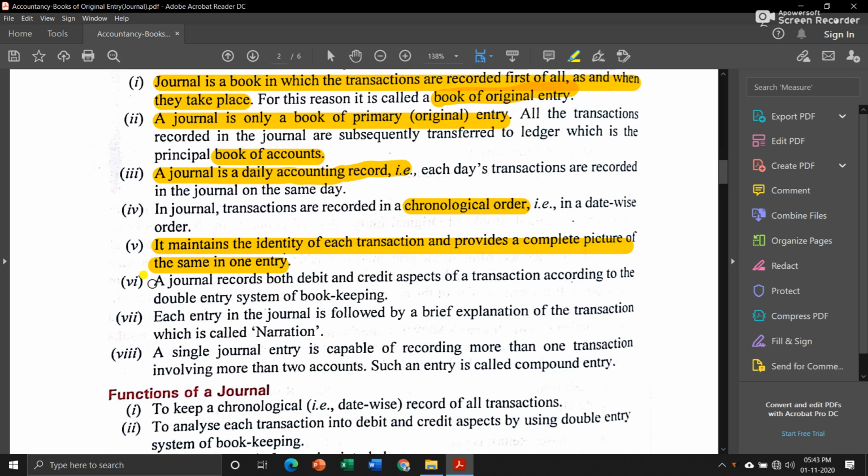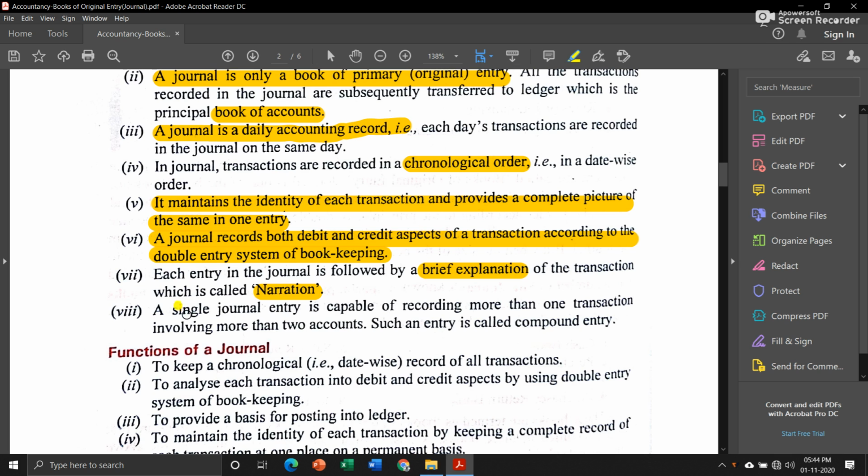Okay. Then a journal records both debit and credit aspects of a transaction according to the double entry system of bookkeeping, means it will show both debit and credit of a transaction. Then each entry in the journal is followed by a brief explanation of the transaction, which is called narration. Now after passing every journal entry, you have to give one brief explanation or narration of the transaction.